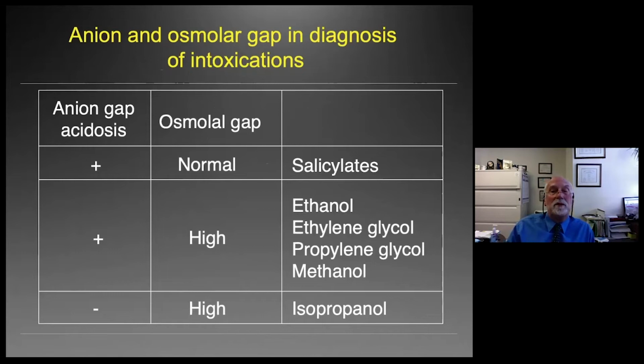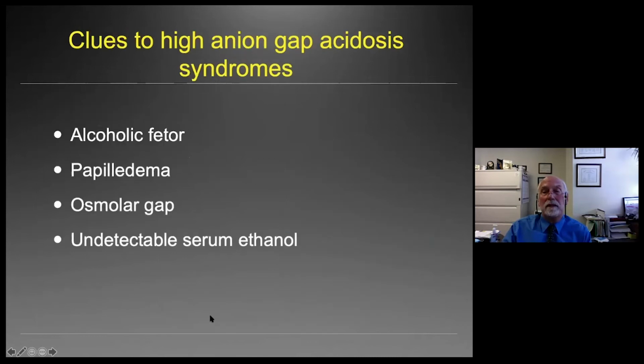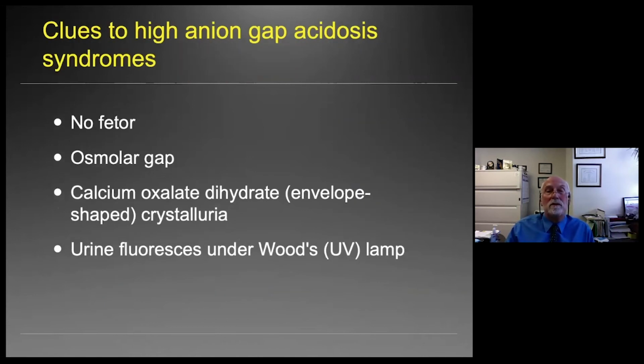And I'm going to go through this quickly because we did it in the first lectures, but here's the breakdown of how you think about anion gap acidosis and osmolar gap. Salicylates, normal osm, elevated anion gap. These ingestions, anion gap and high osmolar gap. And then the opposite is no gap acidosis, but an osmolar gap with isopropanol. And this would be ethylene glycol. This is by way of review from the original discussion earlier. You can see this with methanol.